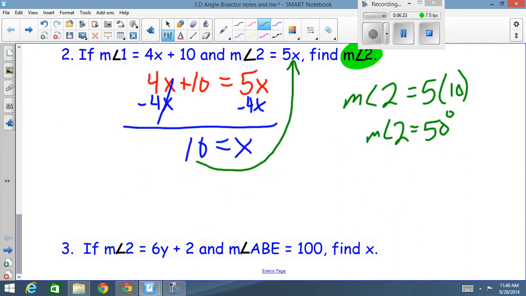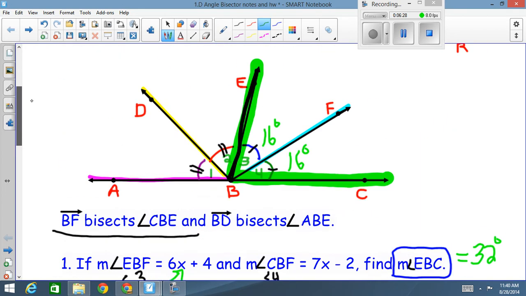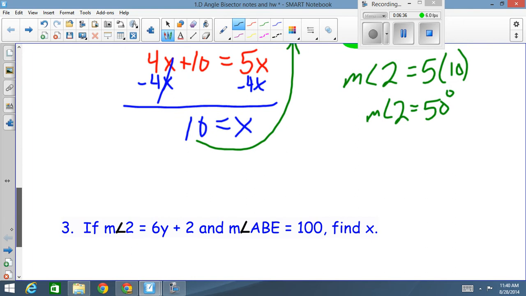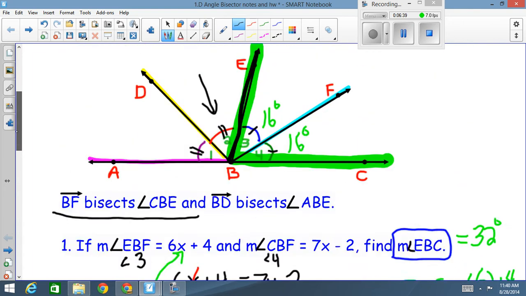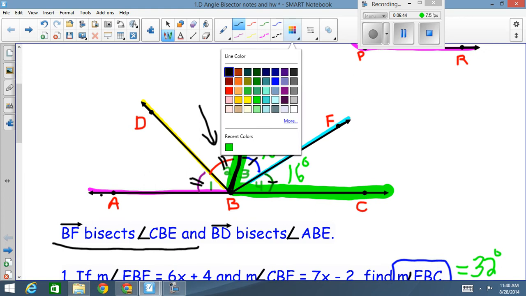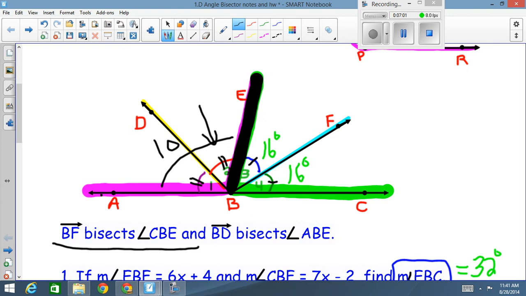Okay, last example. If measurement of angle 2 is equal to this, so let's go look where angle 2 is. Here's angle 2. Right there. And then they say the measurement of angle ABE is 100. Start at A, go through B, and finish at E. So that's talking about the entire angle. This whole thing from here to here is 100 degrees.